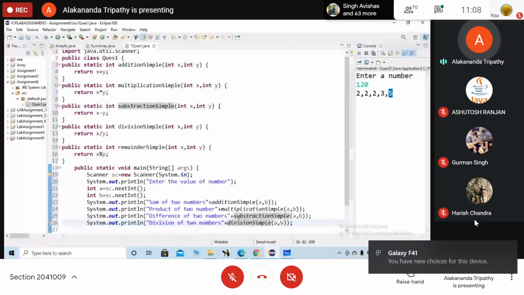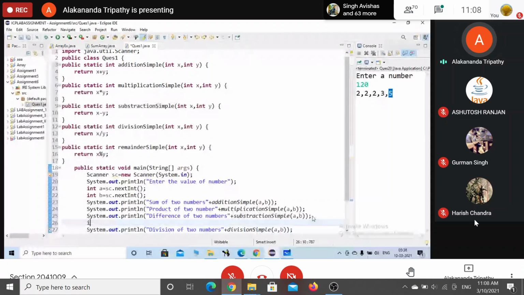So in division, what you need to check? You need to check if B is greater than 0 or not. If B is greater than 0, then you are going to divide the number. Otherwise, क्या होगा? Yes, others, you are correct. Otherwise, what will happen?